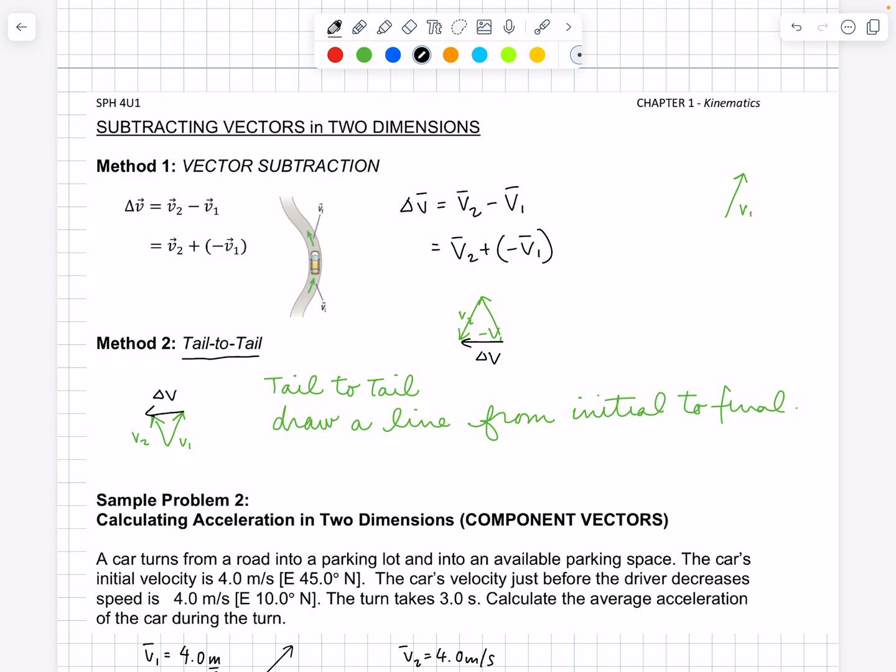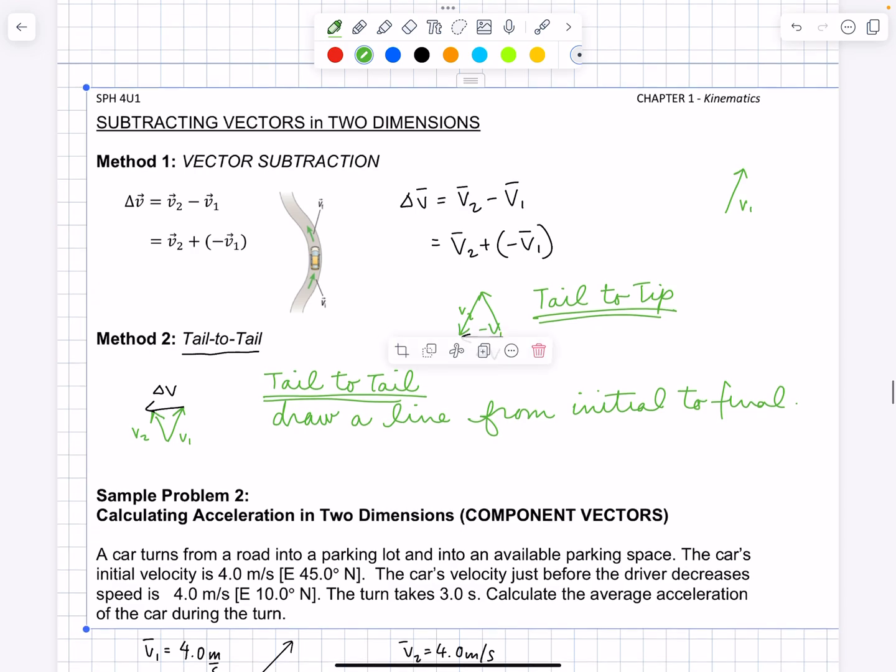So we can find change in velocity, where we're subtracting two vectors, by flipping one of the vectors' directions and adding them tail to tip, or not switching them and adding them tail to tail. Both of these methods give you the same answer.